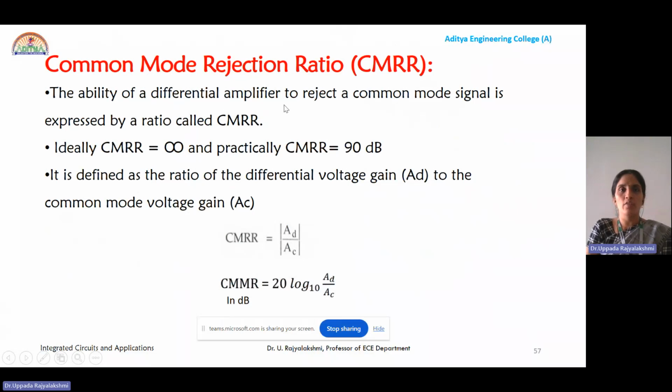This is the ability of a differential amplifier to reject a common mode signal, because we are going to identify the difference between the two inputs. So we have to reject the common mode signal. This is one of the factors which analyzes the state of the differential amplifier or the particular IC.